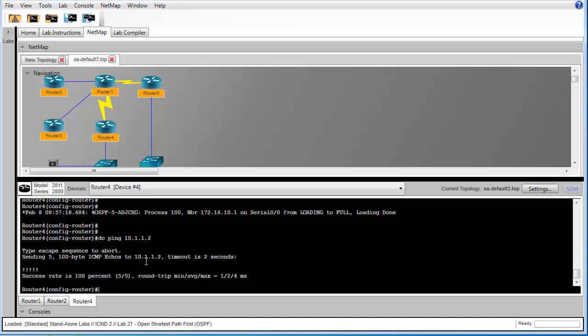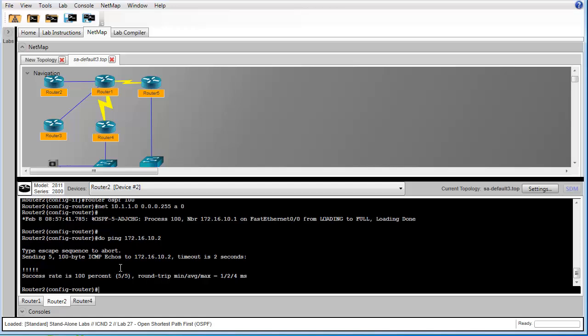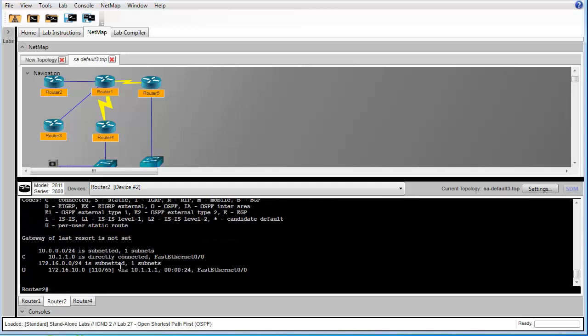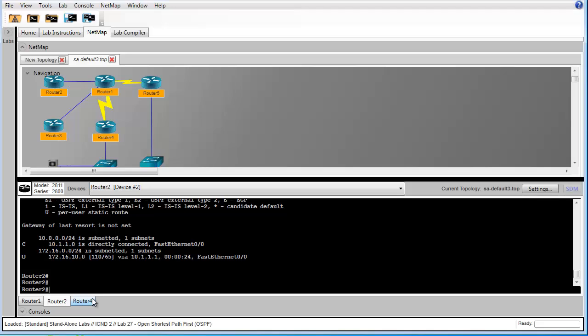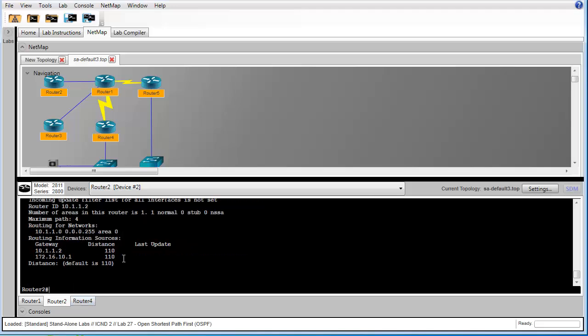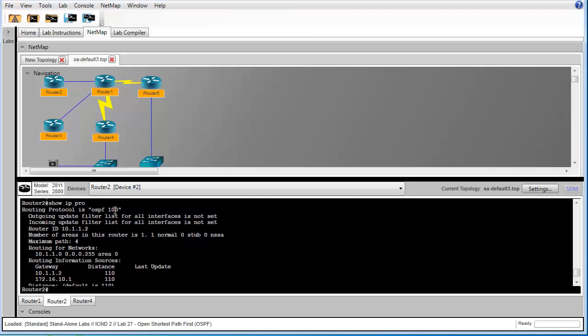And success here. And just to further verify this, we'll bring up the routing table on router 2, and we see that we have the 172.16.10 network, which is this point-to-point link right here. On step 3, we're going to issue the show IP protocols command to verify that OSPF is running. We're getting information from both these devices, and it is running OSPF 100.